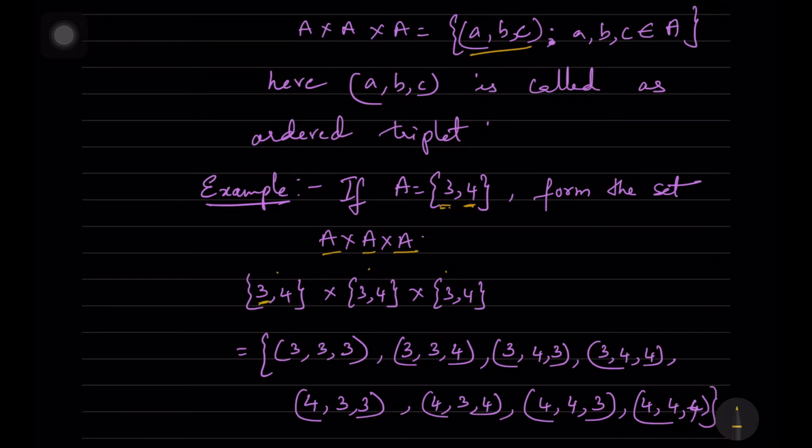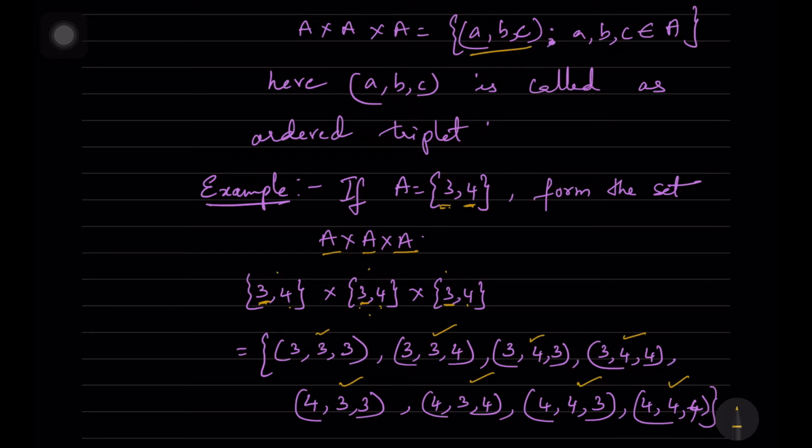So we are taking first this 3 from the first set, then you're having 3 from the second and 3 from the third. So the first value is written over here. Now next, 3 from first, 3 from second and 4 from the third. So this is coming. Next, (3,4,3). Then (3,4,4). Then you can write (4,3,3). Then (4,3,4). Then (4,4,3). Then (4,4,4), all 4.